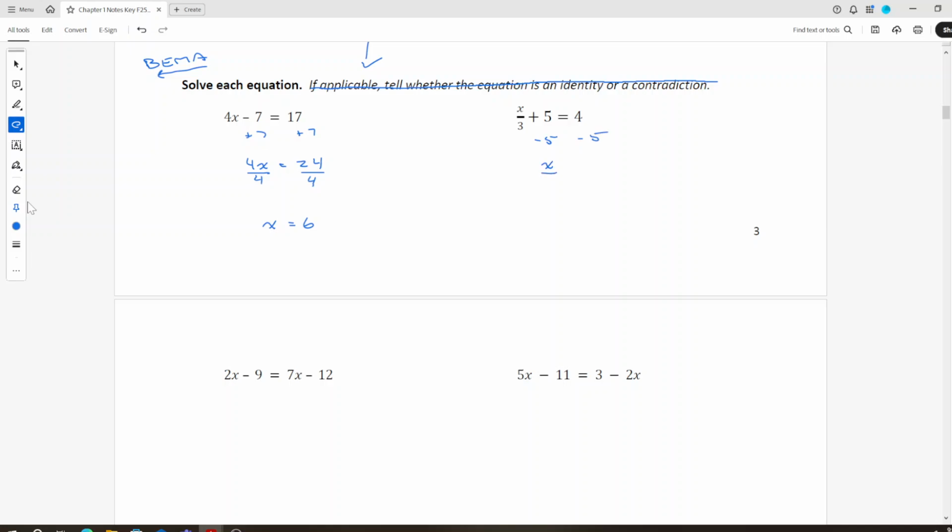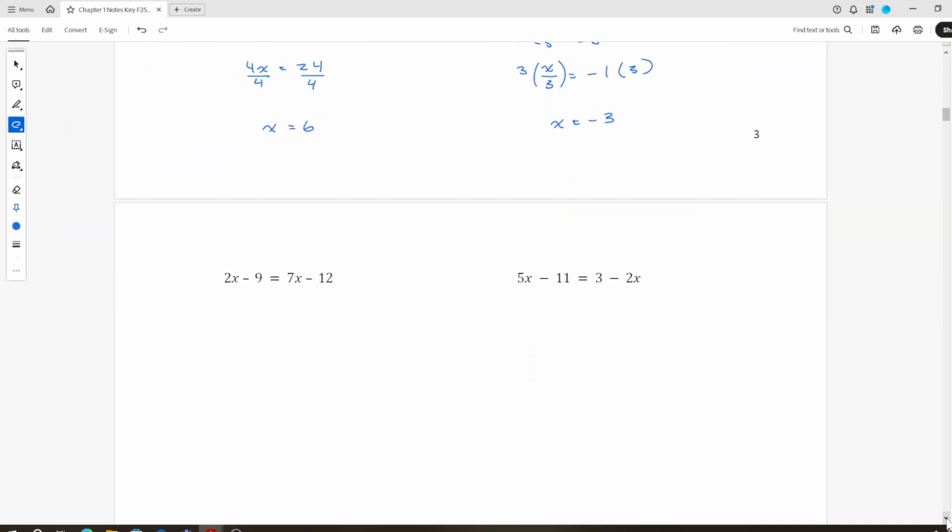I end up with x divided by 3 is equal to negative 1. Then I'm going to get rid of this 3. This 3 is dividing. So I'm going to multiply both sides by 3. And I end up with 1x, and we don't write the 1, but we can, is equal to negative 1 times 3, which is negative 3. And again, you could check it. Negative 3 divided by 3 is negative 1. Negative 1 plus 5 is 4. I'm good to go. All right, let's step it up one more level.